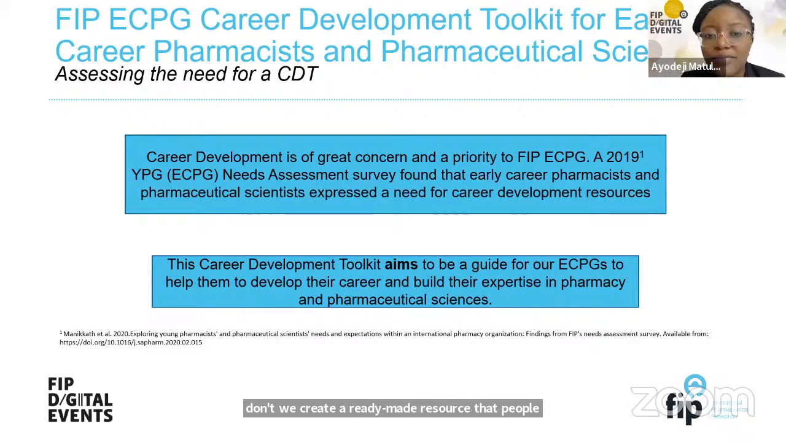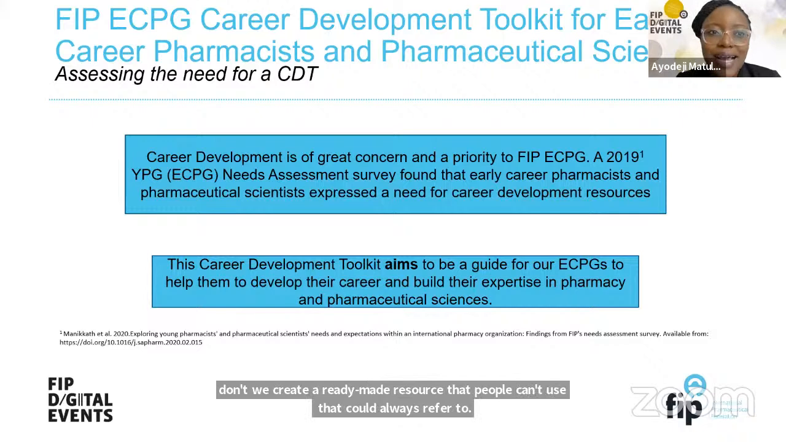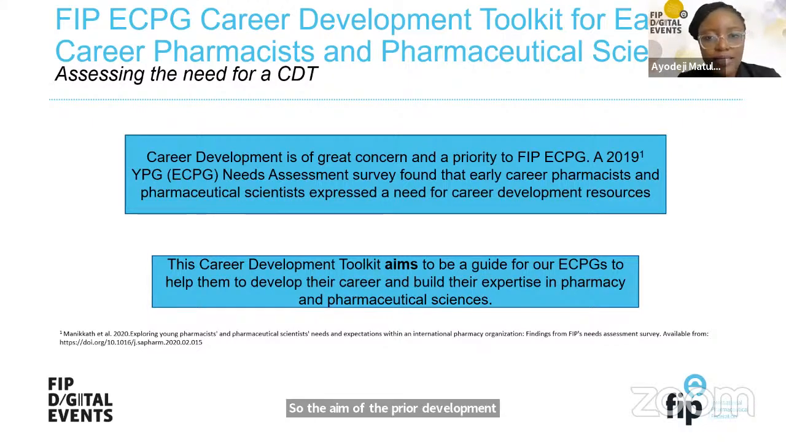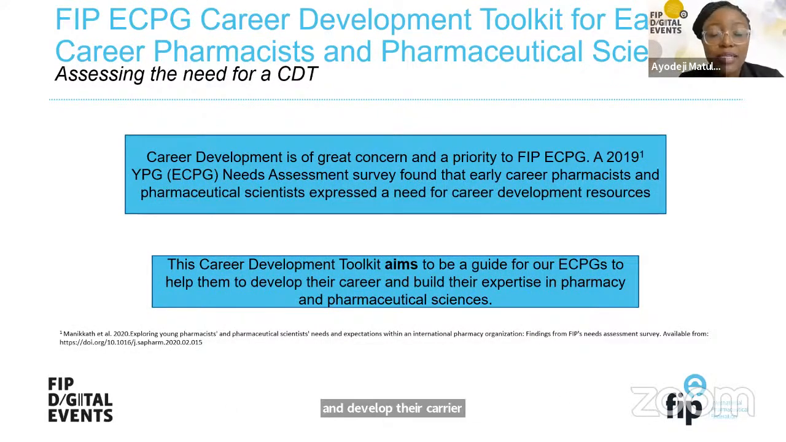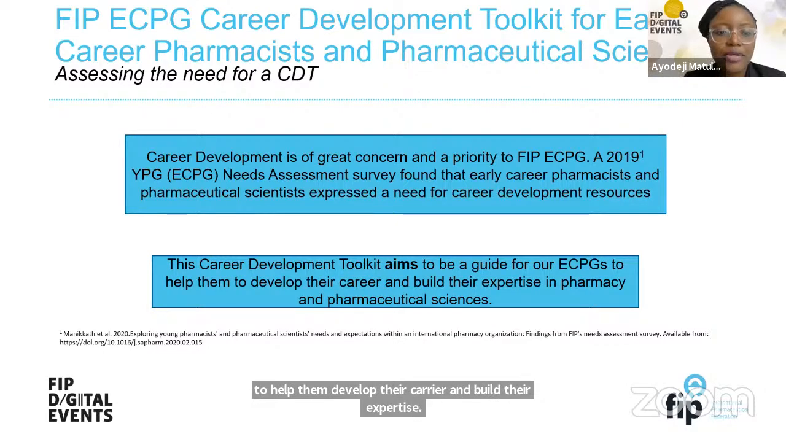So the aim of the career development toolkit is to be a guide for our early career pharmacists and pharmaceutical scientists to help them develop their career and build their expertise. And the way we developed the toolkit is that it complements the GbCF.